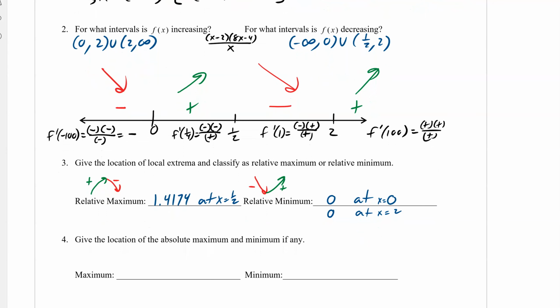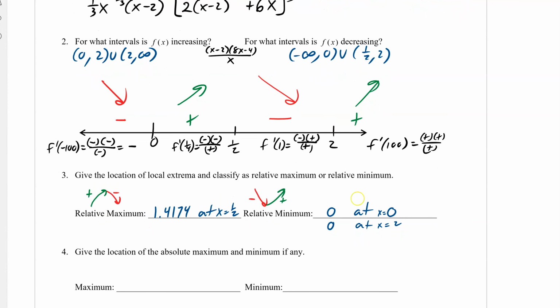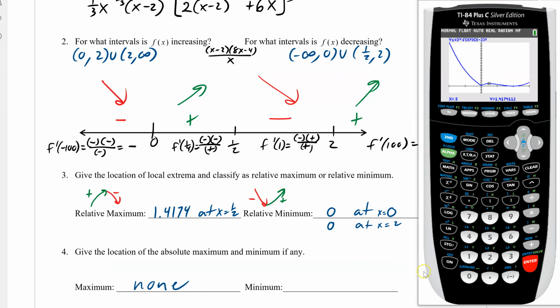So now absolute min and max. So the only way it becomes an absolute max is if our graph will do this. It doesn't really care, but it goes to the top and then comes down. So we know that it's increasing in, decreasing down, and it is the highest point. So there is no maximum. None. You can even look at the calculator to verify that. We're coming down from negative infinity, and then we go back up to infinity.